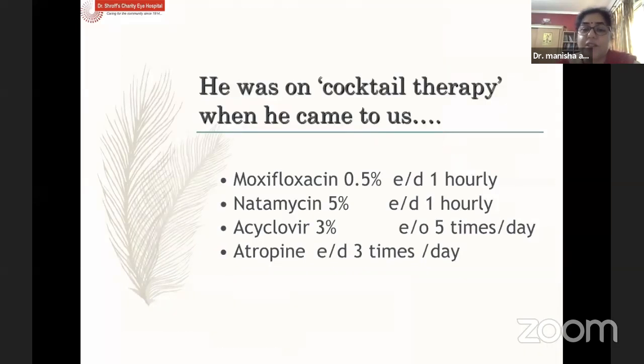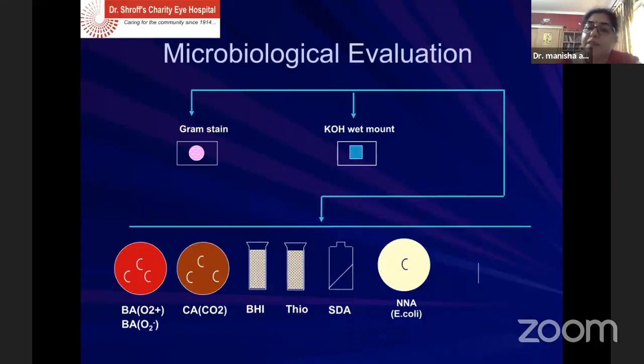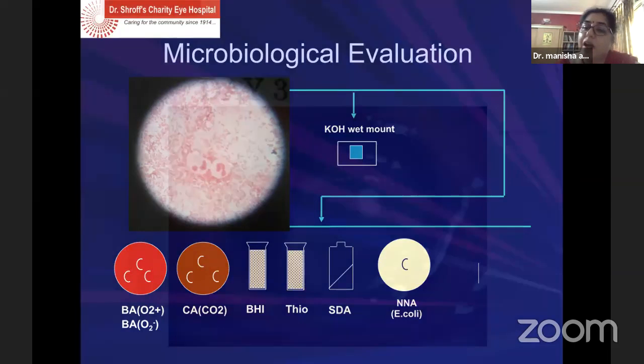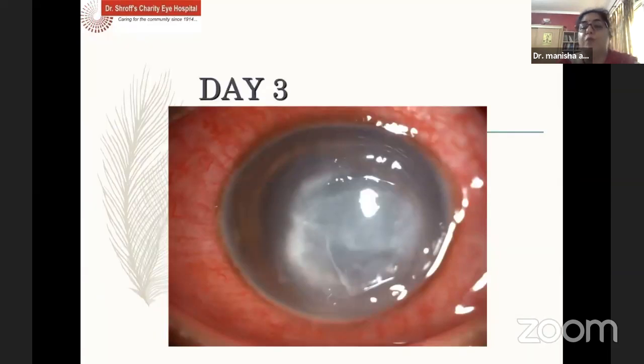At presentation, this patient was on cocktail therapy of antibiotic, antifungal, and even antiviral. What's most important in such cases is to go in for a microbiological evaluation. We did that in this patient, and within half an hour of the corneal scraping, we came to know that we were dealing with a gram-negative bacteria. We started the treatment in the form of fortified antibiotics, and within 3 days, we found that the patient had started to respond.